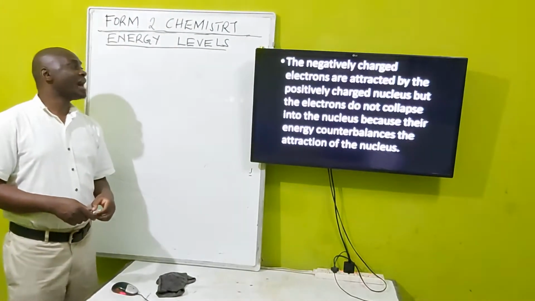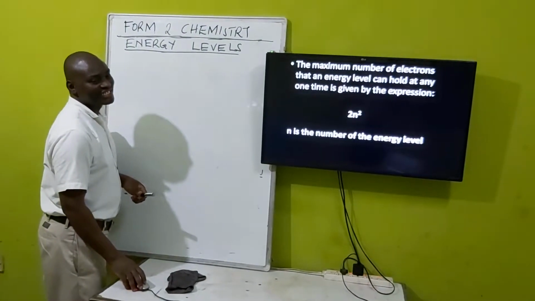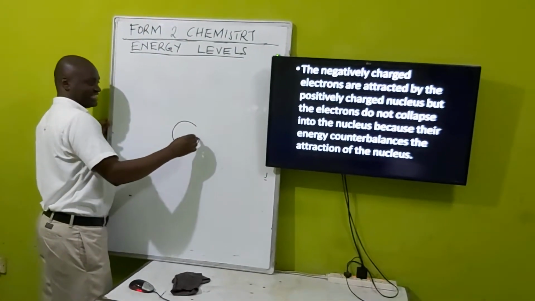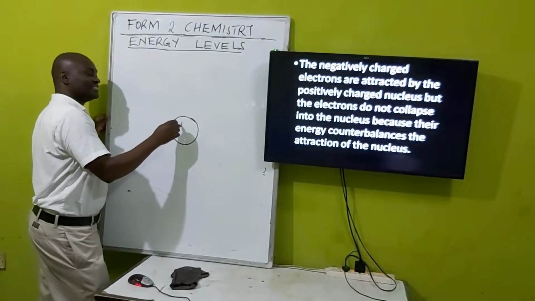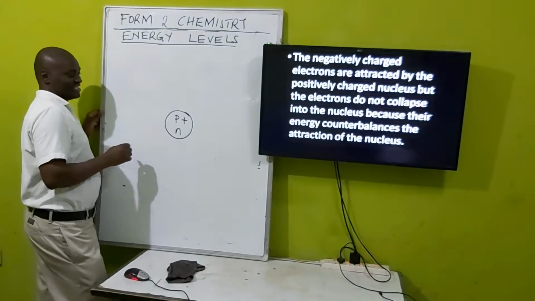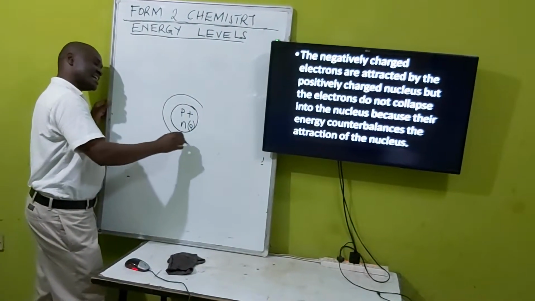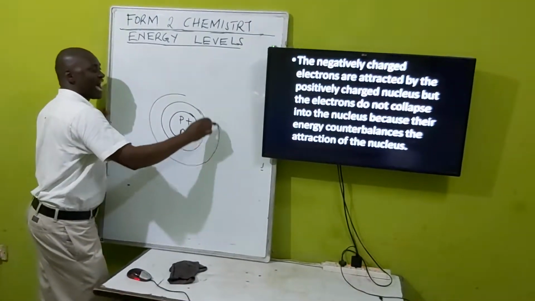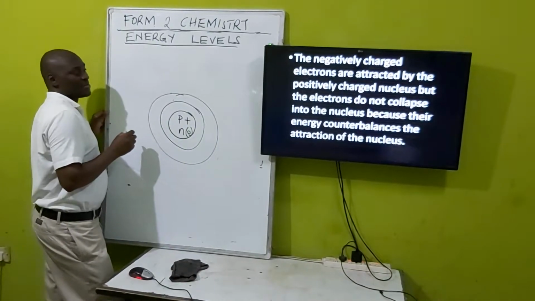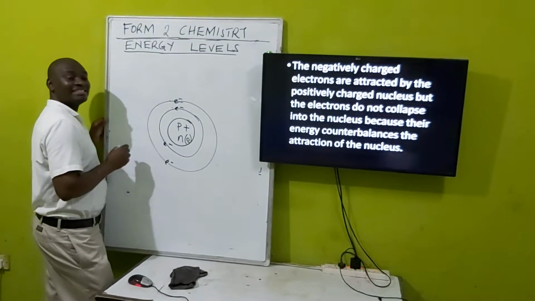So we have said that in the atom, we have the nucleus. And the nucleus is made up of protons and neutrons. Protons are positive, neutrons are neutral. Then around the nucleus, we have what we call energy levels. And in the energy levels, we have our electrons. So electrons are found in the energy levels.